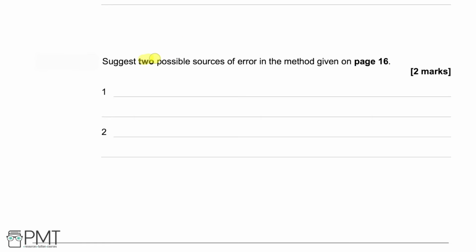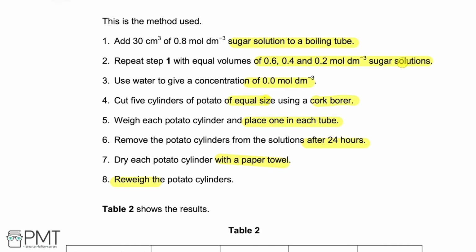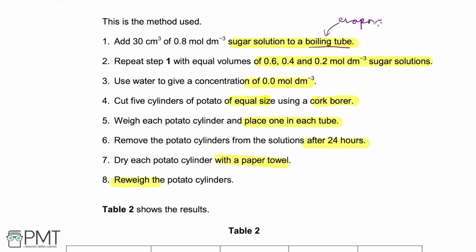Suggest 2 possible sources of error in the method given on page 16. Error is when there is a difference between the measured value and the actual value of something. So let's have a look back at the method and see anywhere where the results that we obtain could be different to the true value. Well, looking at the first point in the highlights, we can see that the sugar solution is in a boiling tube. Now, since this is in an open top, it's prone to evaporation of water. Now, if water evaporates, the concentration of sugar in the solution would therefore change, since there's less volume. And this would therefore change our results and could cause error.